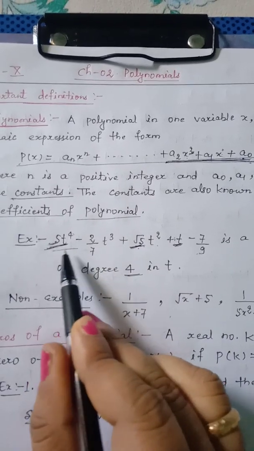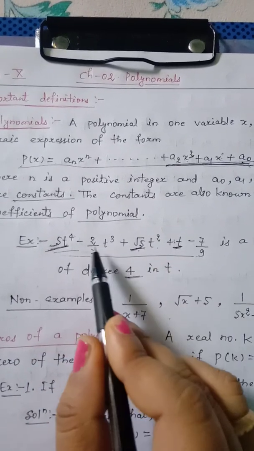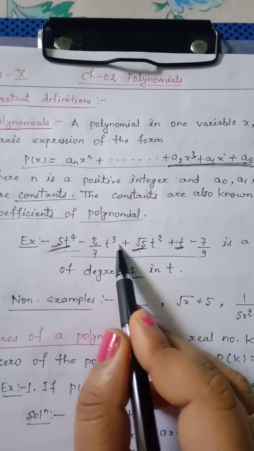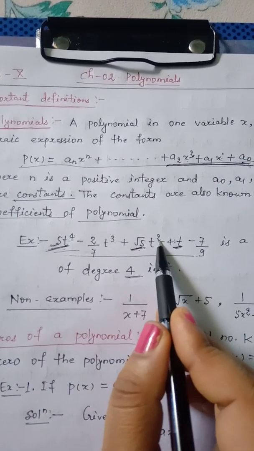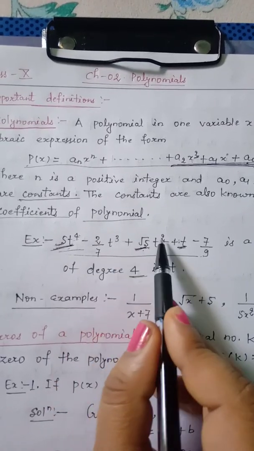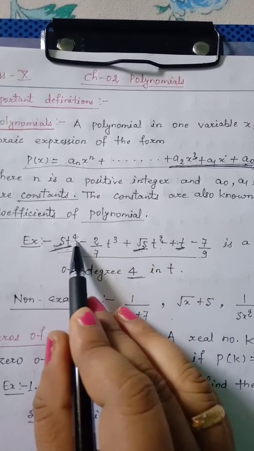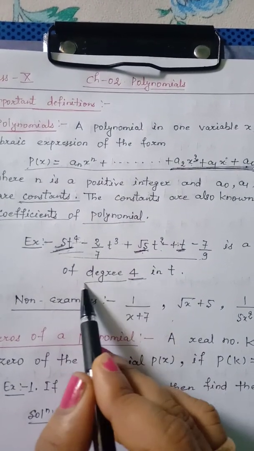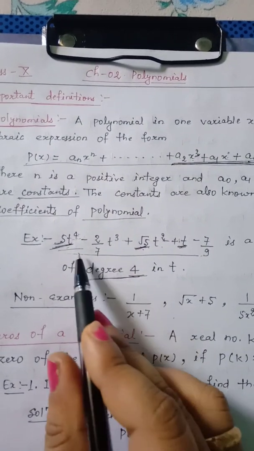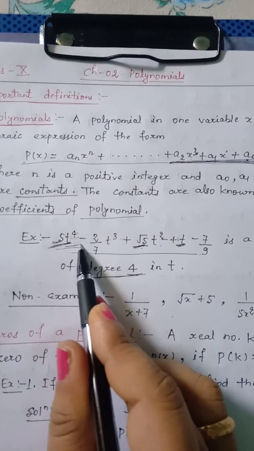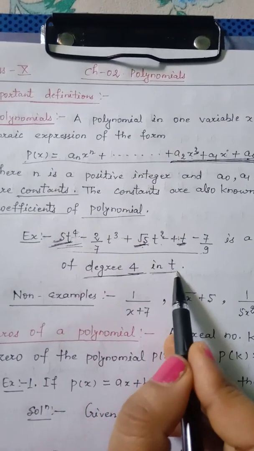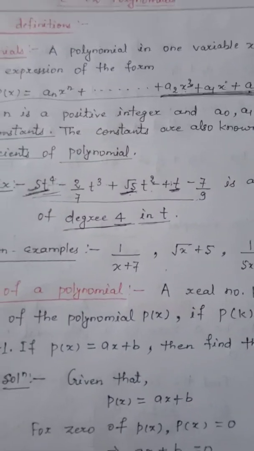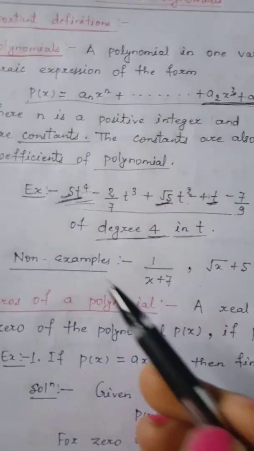If we check the powers of the variable, here they are 4, 3, 2. Among 4, 3 and 2, which is the largest? 4 is the greatest. It means 4 is the degree of this polynomial, and here we have used the variable t, that's why I have written it in t. So what is degree? Degree is the highest power of the variable.